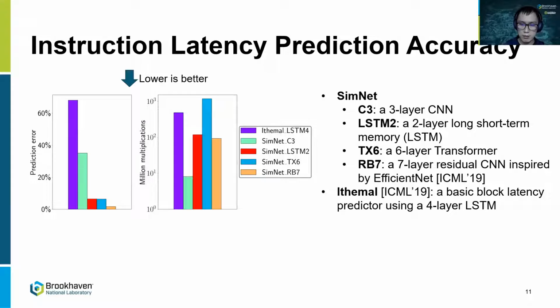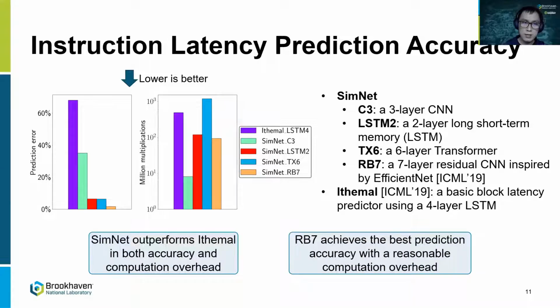Besides SimNet, we also compare with SIMO, which is a basic block latency predictor using a 4-layer LSTM. From these figures, we can see that SimNet significantly outperforms SIMO in both accuracy and computational overhead. Among different SimNet models, the RB7 model achieves the best prediction accuracy using a reasonable computational overhead.